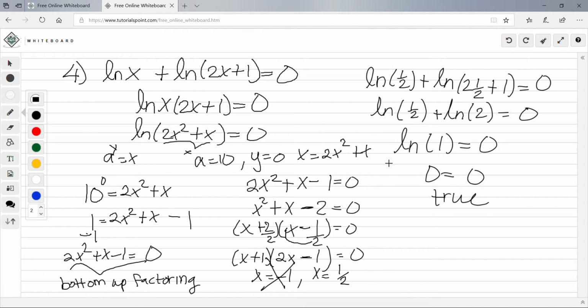And do you know why it's true? Because the base is 10, so it's like 10 to the what power gives you 1? It's 0, because 10 to the 0 gives you 1. So that's why it's 0. But if you don't know, you can just put it in the calculator and you should get 0. So our final answer is just x equals 1/2.